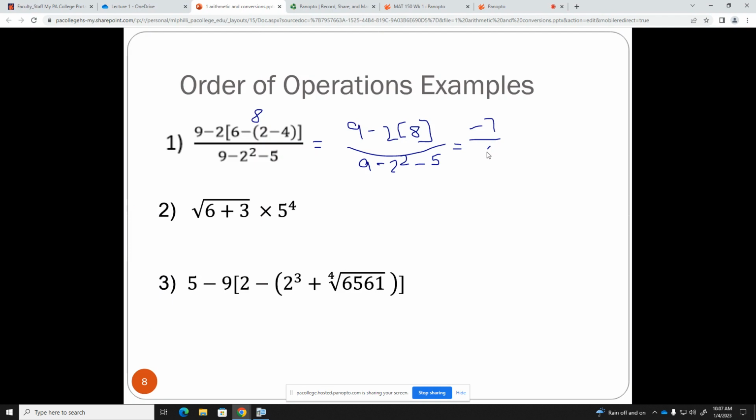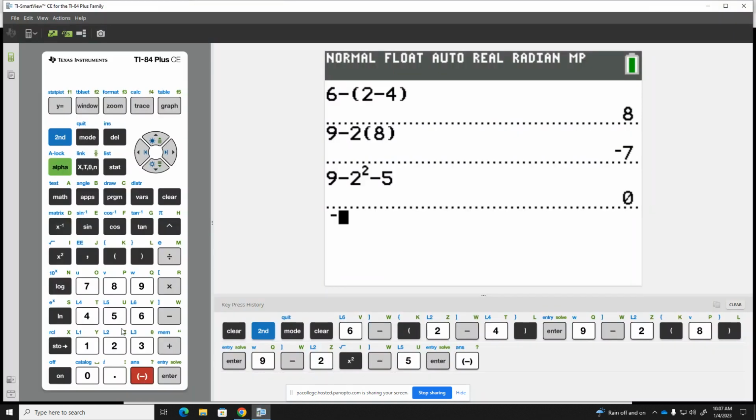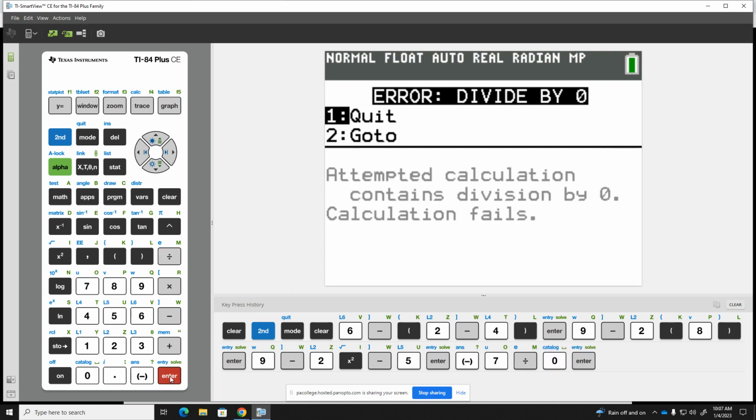So I have -7 over 0, and now I can complete that fraction by doing the top divided by the bottom. So -7 divided by 0, and I get this error message. The error message is going to look a little different on your calculator, but it is going to give you an error message. And it explains to us that you cannot divide by 0.